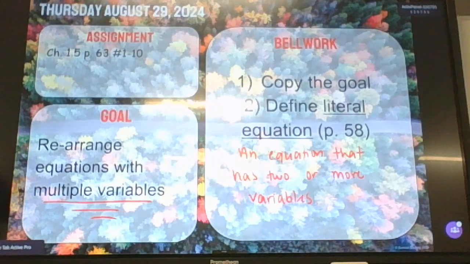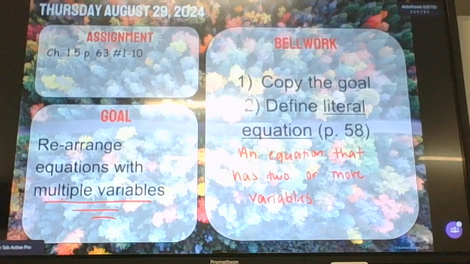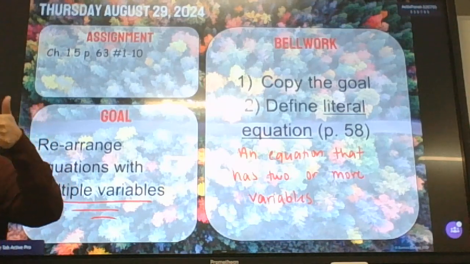Thumbs up if you've heard of distance equals rate times time. I said thumbs up, I didn't say make noises. Distance equals rate times time, y'all haven't heard of that?